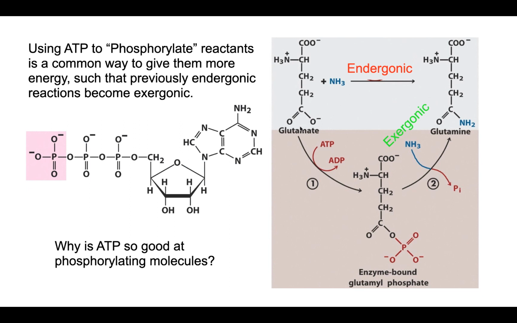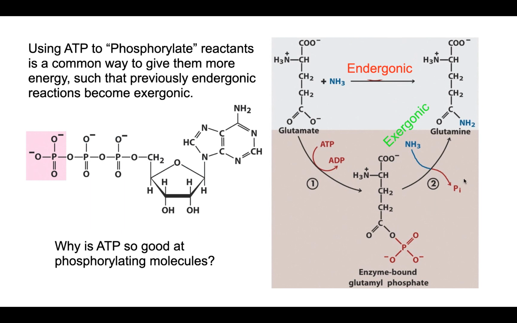So here is what we have. If we try to take glutamate and directly add an amino group to it to make glutamine, it's endergonic, it won't work. Instead, what the cell does is it first uses ATP to phosphorylate glutamate into this glutamyl phosphate. So there it is, it's phosphorylated right there. These are the two molecules, right? Glutamyl phosphate has a lot more energy than glutamate, such that now this new reaction that we created is exergonic, okay?